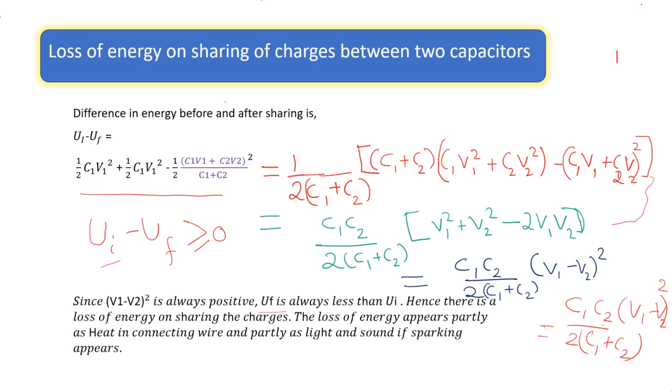What happens? Where is that energy going? The sharing of the charges occurs when we connect through the wire, and the wire has some resistance, therefore current flows, there will be Joule heating, or else it may occur due to sparking also. In that case, energy appears partly as light or sound. That energy lost goes as heat, light or sound.